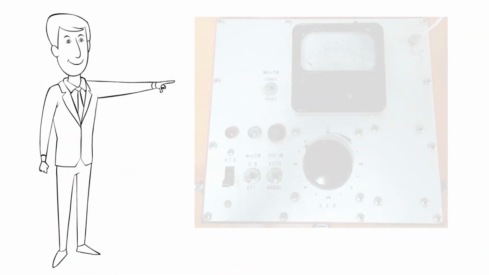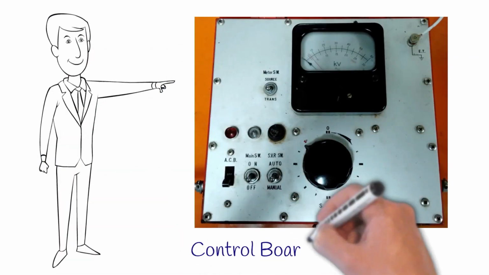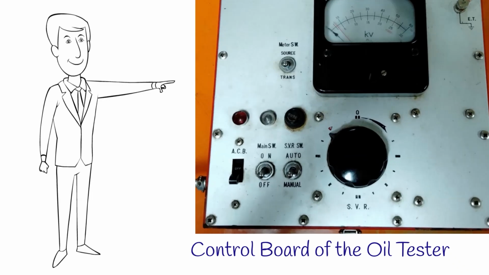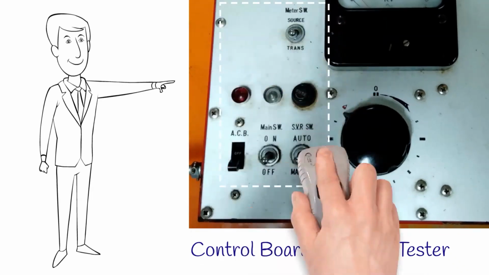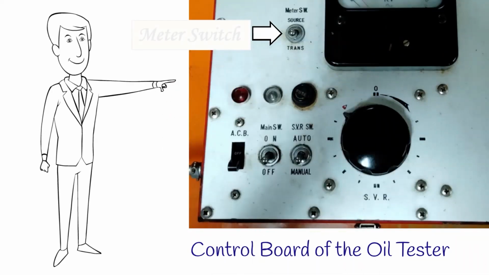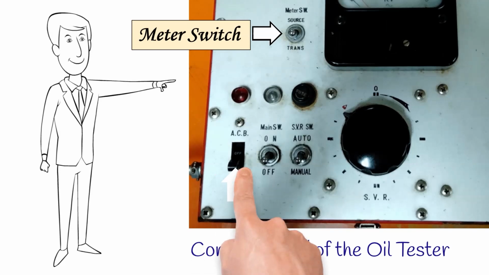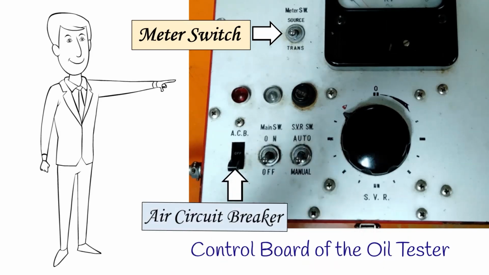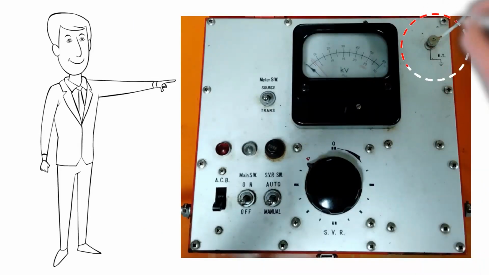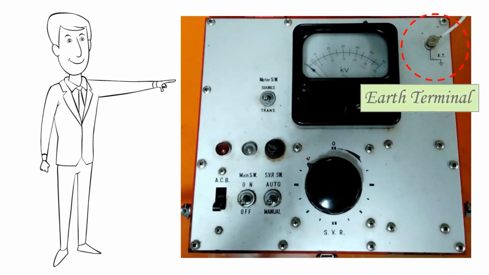What you can see on the screen now is the control board of the oil tester. Here we can identify several switches which are crucial for the tests carried out with this. First, you can observe the meter switch, which is already positioned at the transformer side. Then you can see the air circuit breaker and the main switch or the power source switch respectively. Also, there's an earth terminal on this control board.